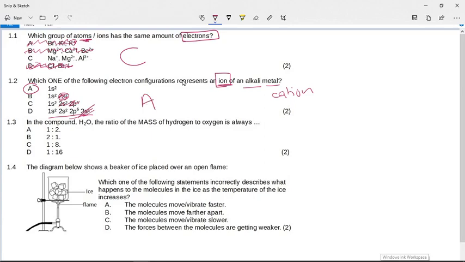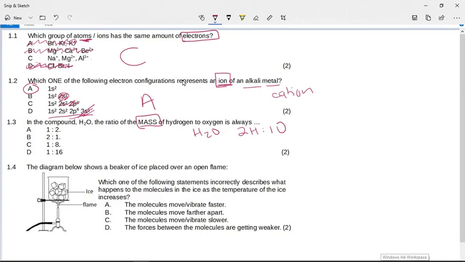Now it says, in the compound H2O, the ratio of the mass, and see here, mass is the key word, of hydrogen to oxygen. Well, we know, what does your chemical formula tell you? The chemical formula for water is H2O. That always means 2 hydrogen atoms combine with 1 oxygen atom. That's how we know it's H2O and it's water. But it says to you the ratio of the mass of hydrogen to oxygen.